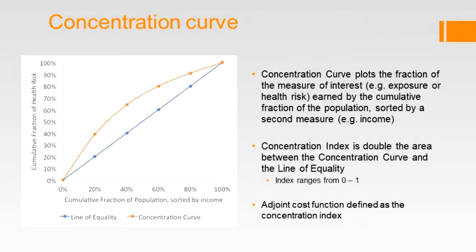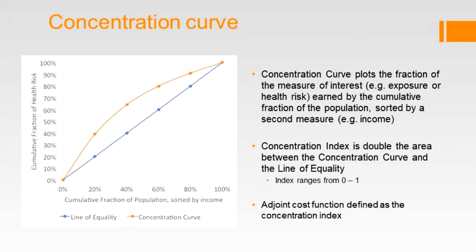So if you go to the next slide, we modified this slightly using something called the concentration curve, and that is looking at the relationship between income and pollution or health risk. The line of equality is saying that we expect the 20% poorest people, when sorted by income, to be exposed to 20% of the health risk in a situation of equality. But what we might find when we plot a concentration curve is that, in fact, they are exposed to far more than their share of the health risk. And so the concentration index, much like the Gini coefficient, is a summary statistic that ranges from 0 to 1, where 0 is good, that's equality, and 1 is bad, that's inequality. And so we use the concentration index as our cost function in the adjoint model.